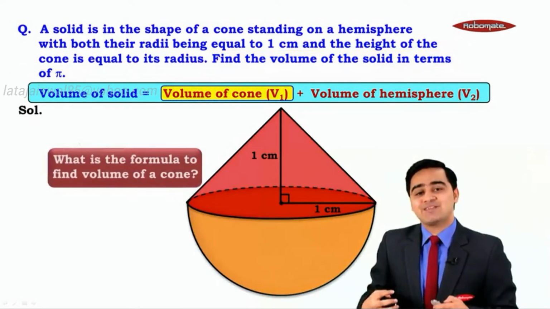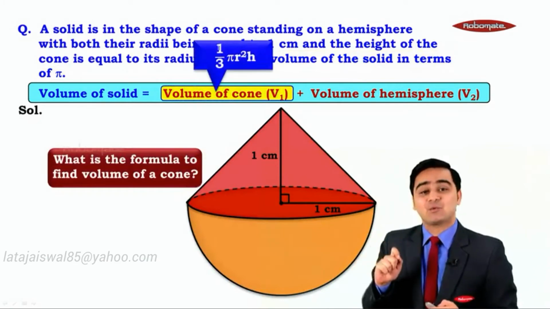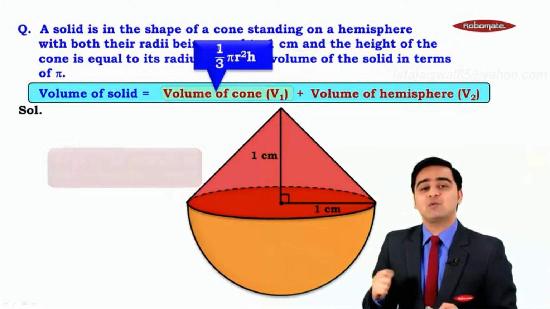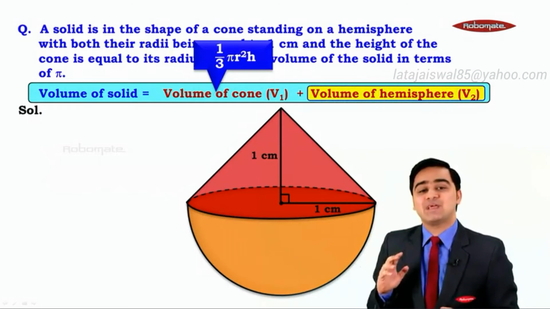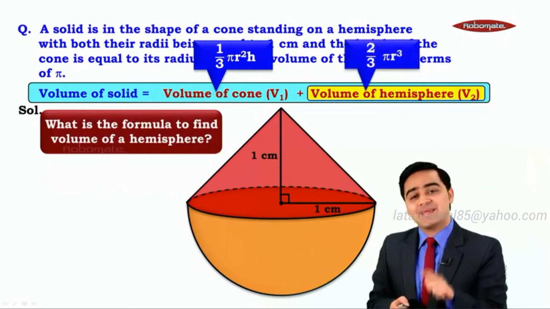Now, let us first focus on getting the volume of the cone. My dear students, what is the formula for finding the volume of a cone? Yes, it is 1 by 3 pi r square h. Next, focus on getting the volume of the hemisphere. What is the formula for finding the volume of a hemisphere? Yes, it is 2 by 3 pi r cube.